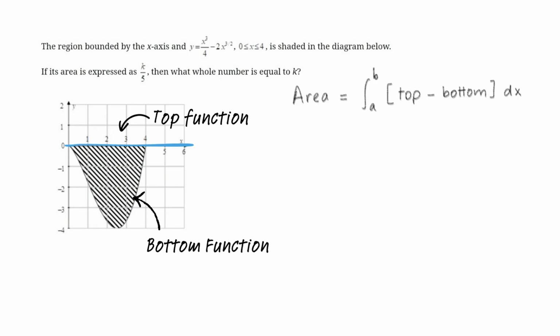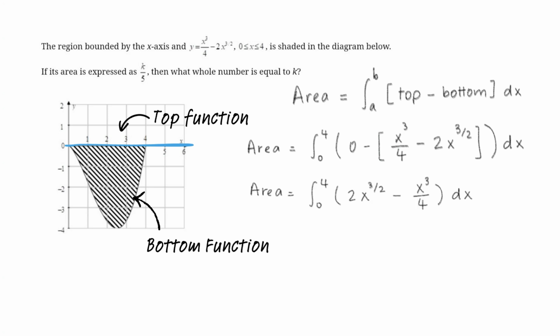So our setup looks like this. The area equals the integral from 0 to 4 of the quantity 0 minus the entire expression x cubed over 4 minus 2x to the power of 3 over 2 dx. After simplifying, that's the integral from 0 to 4 of 2x to the power of 3 over 2 minus the fraction x cubed over 4 dx.